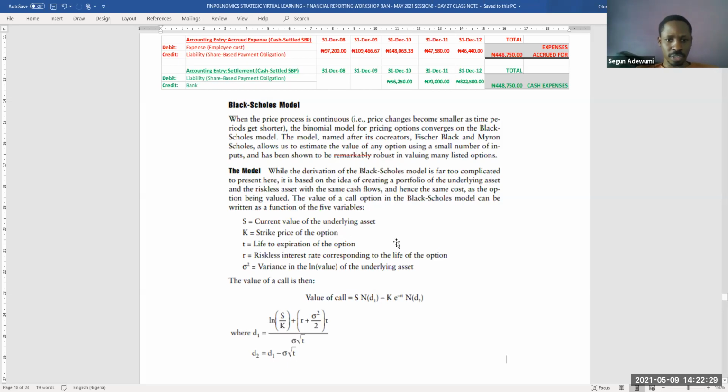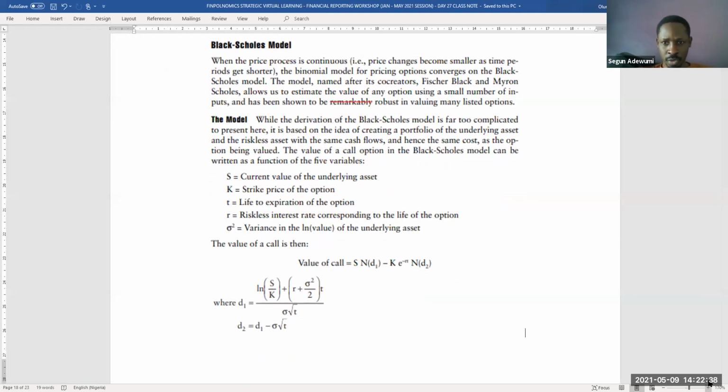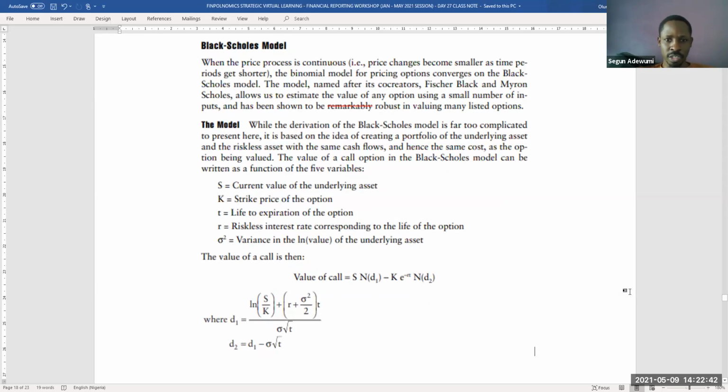Black-Scholes model. When the price process is continuous, that is, price changes become smaller as time periods get shorter, the binomial model for pricing options converges on the Black-Scholes model. The model, named after its creators, Fischer Black and Myron Scholes, allows us to estimate the value of any option using a small number of inputs, and has been shown to be remarkably robust in valuing many listed options. While the derivation is far too complicated to present here, it is based on the idea of creating a portfolio of the underlying asset and the riskless asset with the same cash flows, and hence the same cost, as the option being valued.